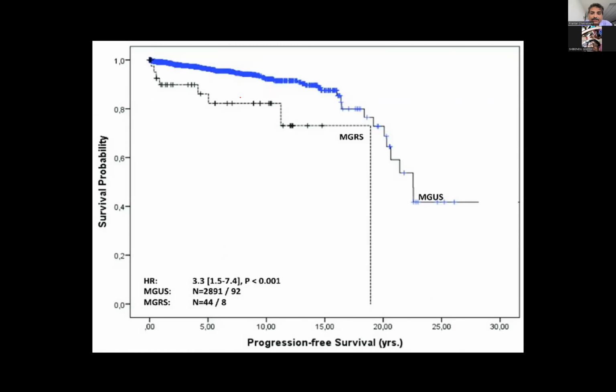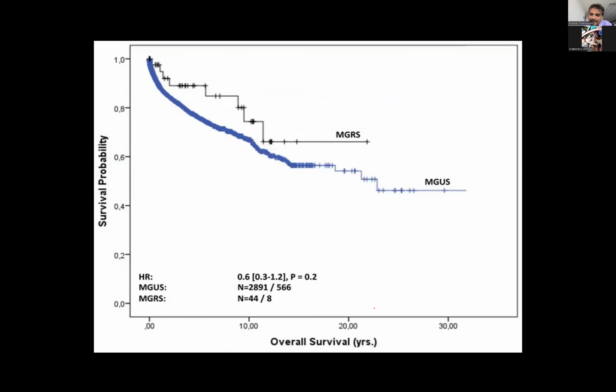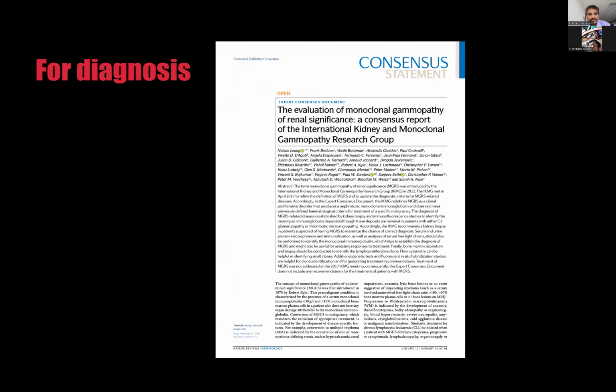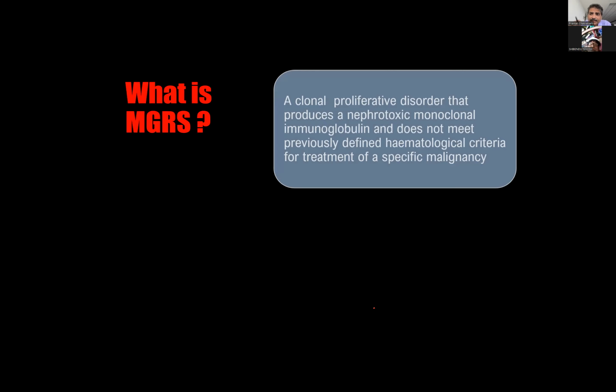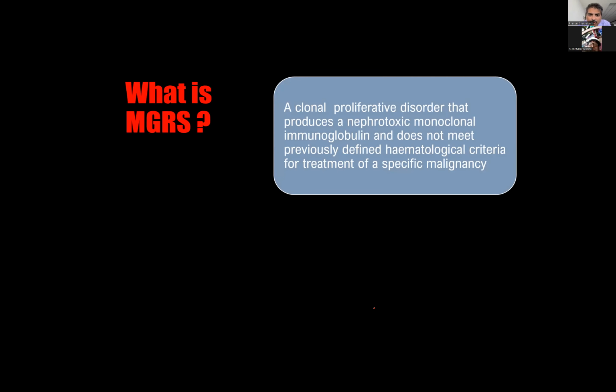So let me give you the clinical clues. In MGUS, the chance of transforming into myeloma, remember, is 1% per year. Here, by 20 years, most of the people die. That's why it is so important, even if you're not specializing in nephrology, that you should look for MGRS. There's a beautiful consensus statement which was published in 2019 of the International Kidney. So basically, monoclonal gammopathy of renal significance is a clonal proliferative disorder that produces a nephrotoxic monoclonal immunoglobulin, right?